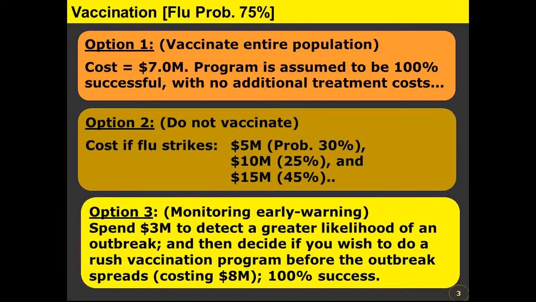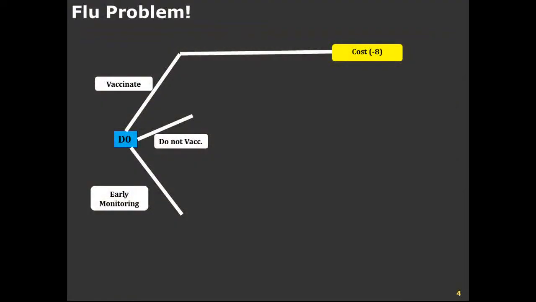The third option is to establish an early warning monitoring system. This would cost $3 million, and that would give a better idea of the likelihood of an outbreak. And then, based on the results of this monitoring, the government can decide if they wish to conduct a rush vaccination program before the outbreak spreads at a cost of $8 million, of course, with a guaranteed 100% success.